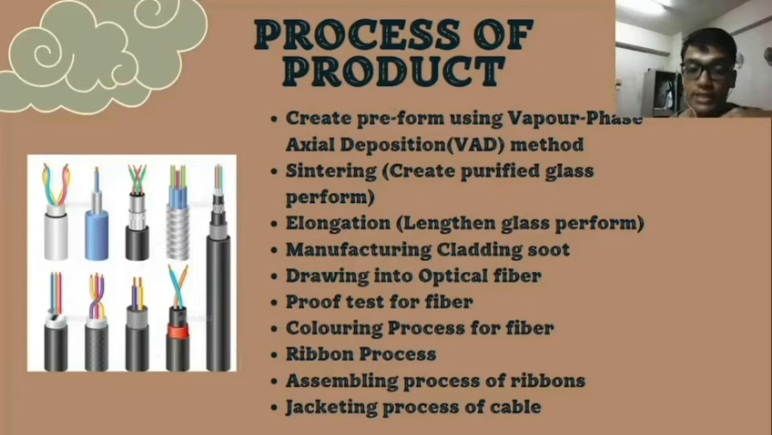For the last one is the extruding process of the cable. The extruding method is where polyethylene is extruded on the cable core to protect the fiber optical ribbons depending on the installation environment. So this is the process of making the product of fiber optic glass.